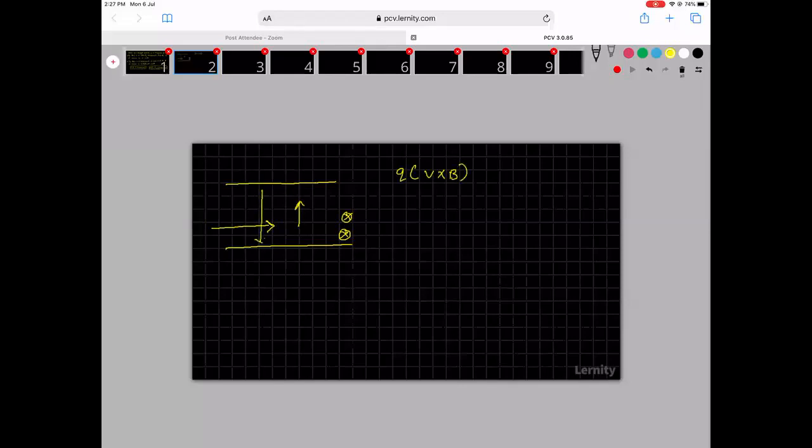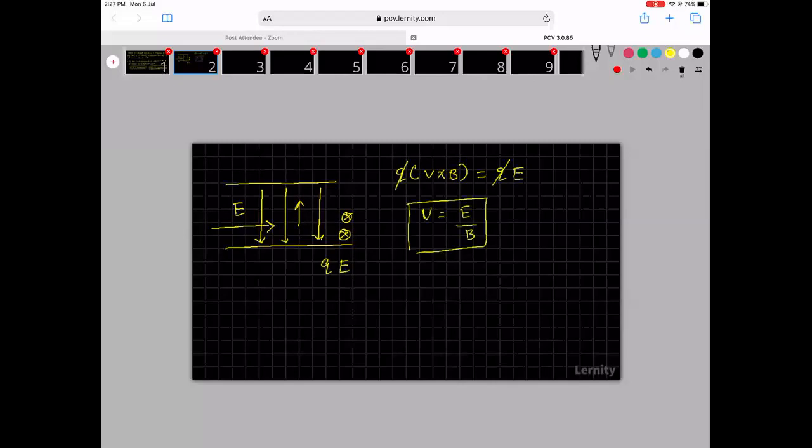If there's an electric field in this direction, it experiences an electric force Q into E. So now Q into V cross B is equal to Q into E. So the Q's will get cancelled, and I get V is equal to E by B.